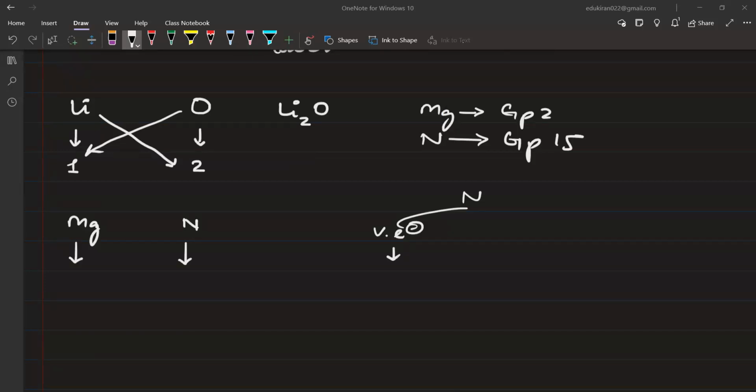Yes or no? So what is the unit digit of the group number 15? It is 5, right? And you can have 8 minus the valence electron, so this will be 3. Valency will be 3 for nitrogen, correct? Yes or no?